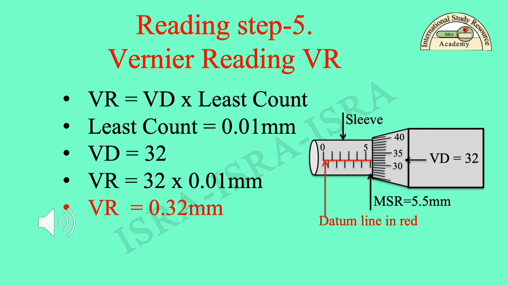Reading Step 5. Vernier reading VR. VR is equal to VD times least count. Least count is equal to 0.01 mm. VD is equal to 32. VR is equal to 32 times 0.01 mm. Therefore, vernier reading VR is equal to 0.32 mm.